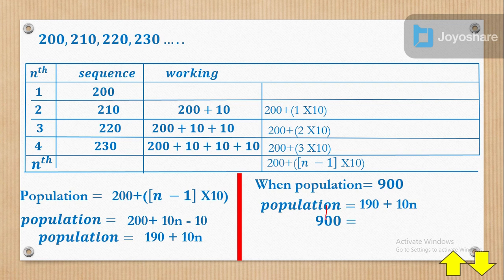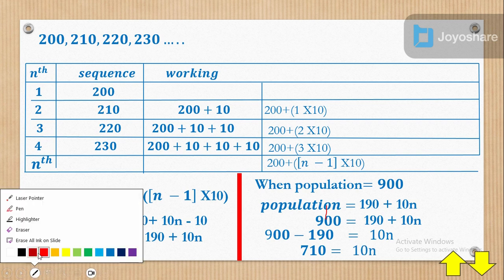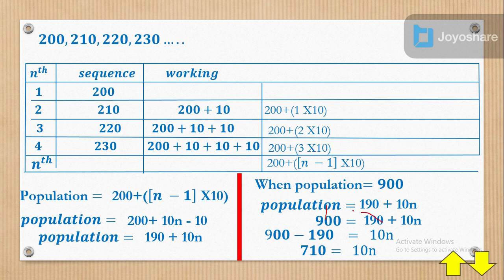Realize that the population is 900. Let's equate 900 to 190 plus 10n. Now the value of n will be the number of days. Let's proceed. Okay, when you collect like terms, this 190 has come this side, and crossing the equal sign, it becomes negative. Subtract 900 minus 190 to give you 710. Now divide both sides by 10. That's the next step, and I think you shall get 71.